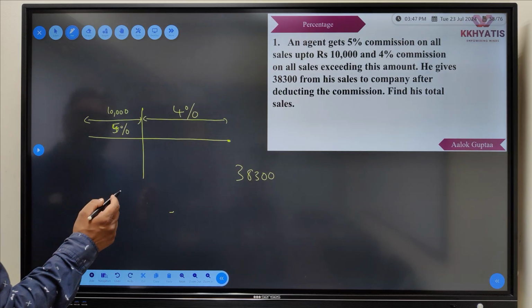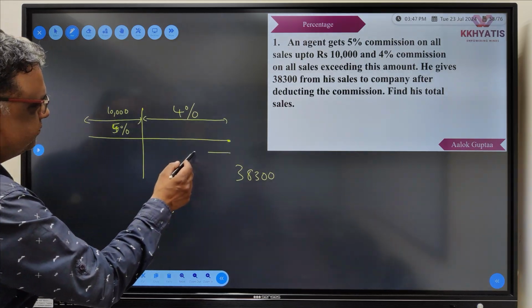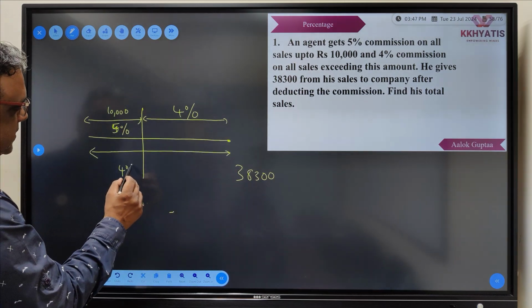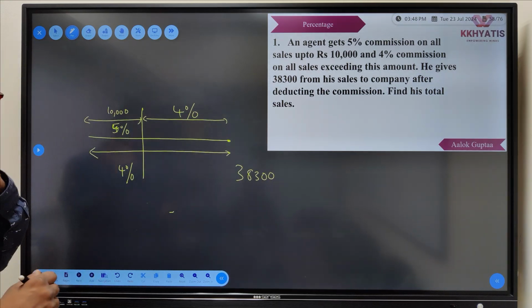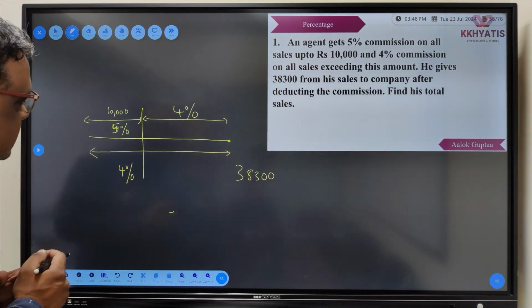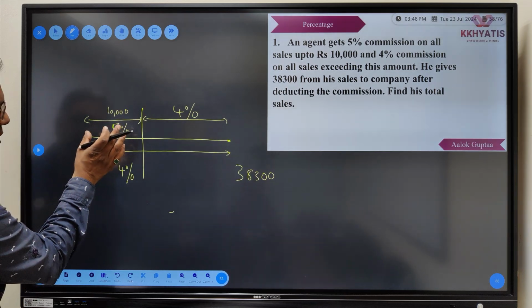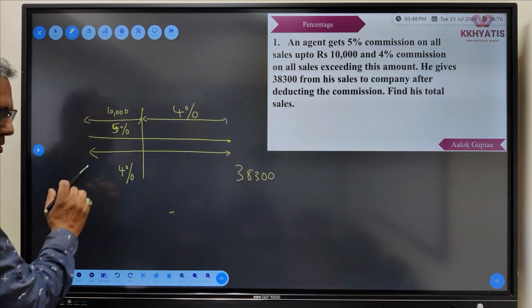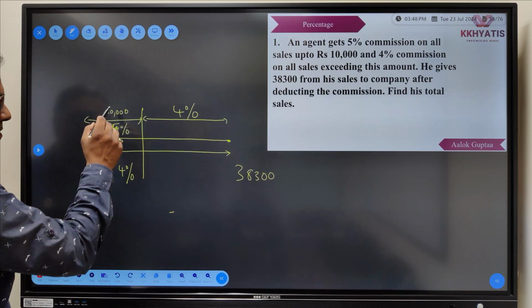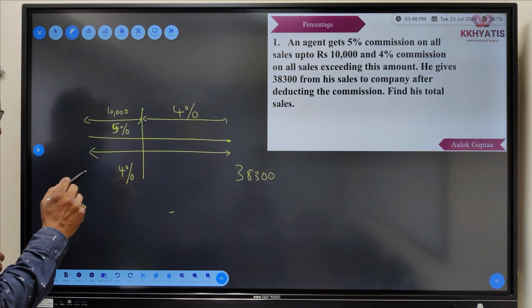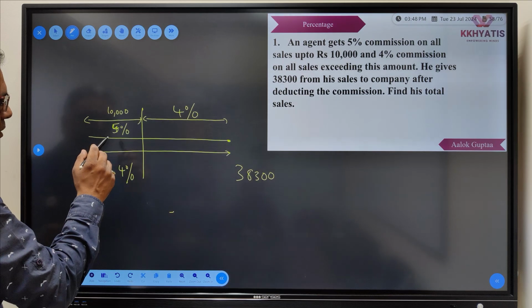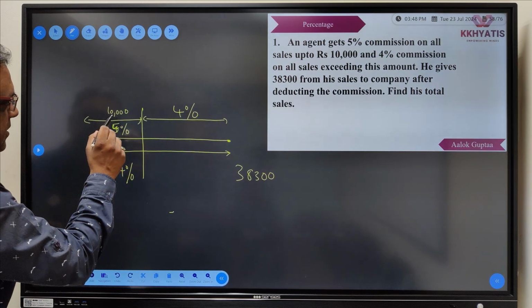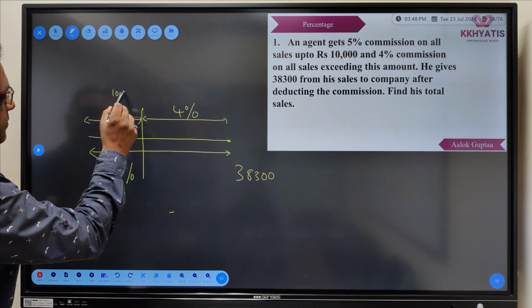So what I'm saying is, let us say he decided that I will take 4% commission on the entire sales. In that scenario, he would have got 4% for 10,000 also. Yes or no? So instead of getting 5% on 10,000, he would have got 4% on 10,000, which means he would have got 1% less. Yes or no? Because what is 1% of 10,000?